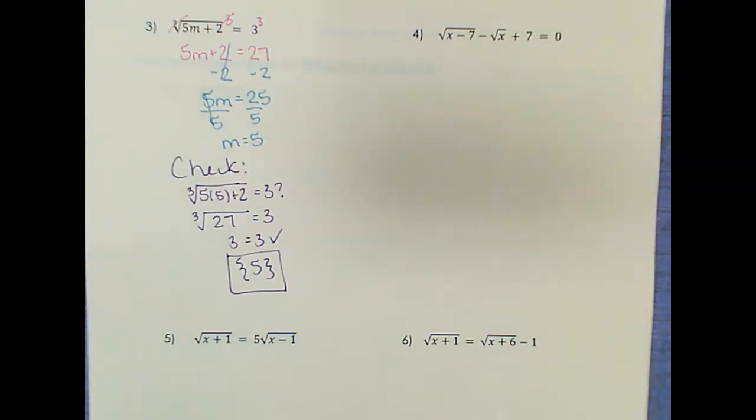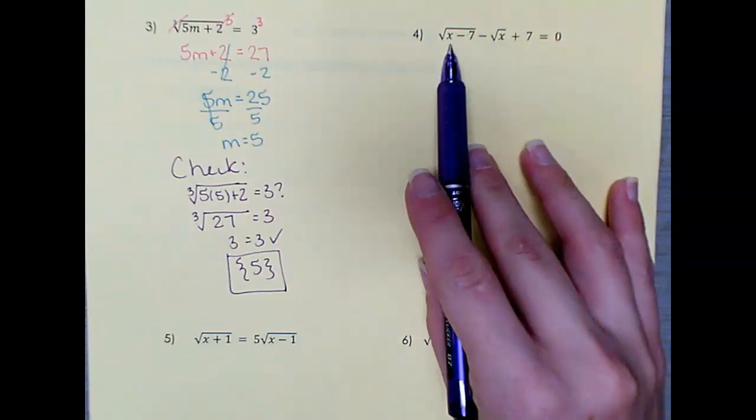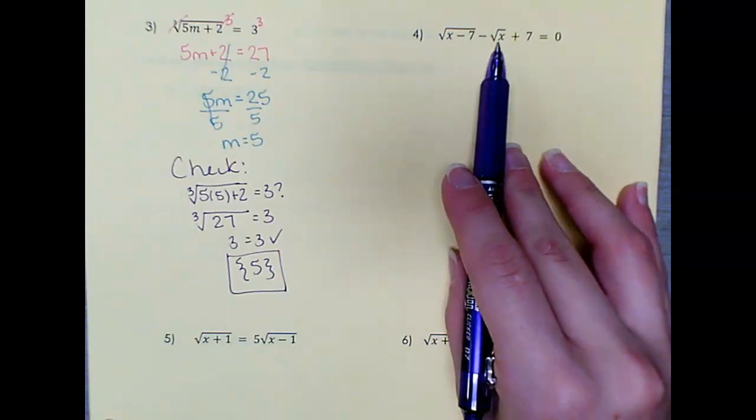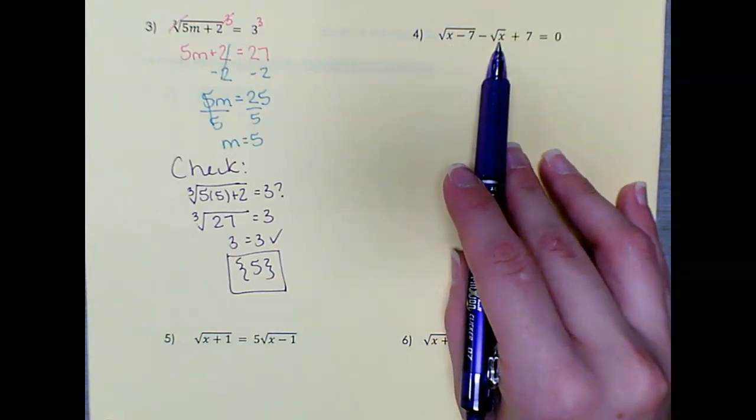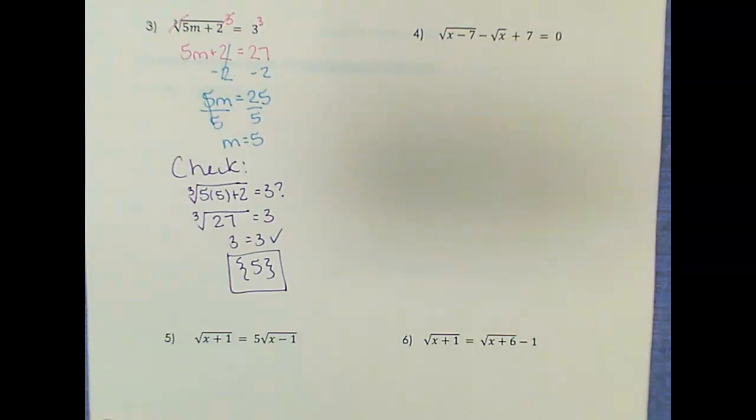All right, let's look at number 4. Number 4 is our first problem that has 2 radicals in it. We've got the square root of x minus 7, and then we've got the square root of x right here. So our notes at the top say we need to isolate the radical, but if there are 2 radicals in the equation, they've got to be on opposite sides of the equal sign.